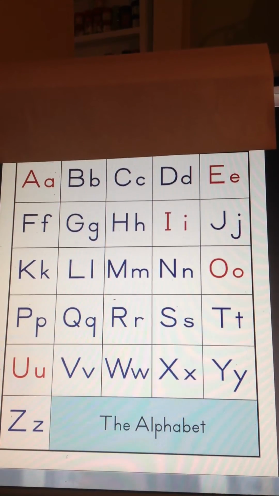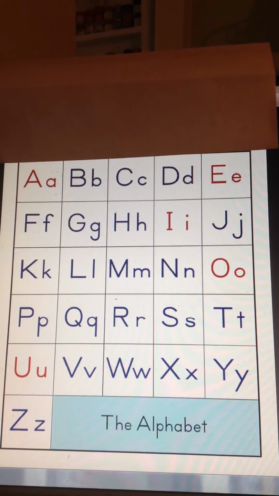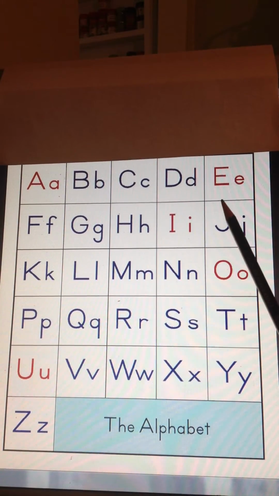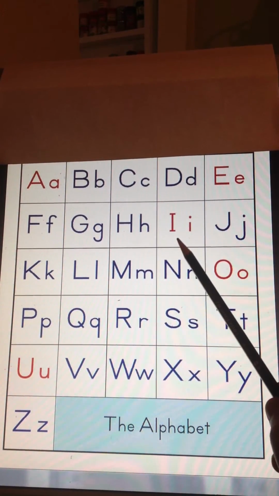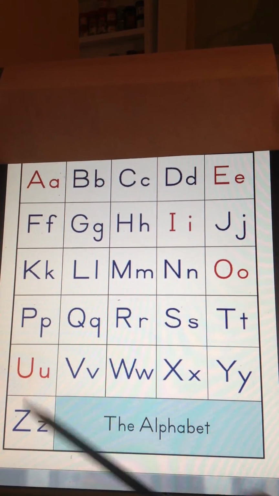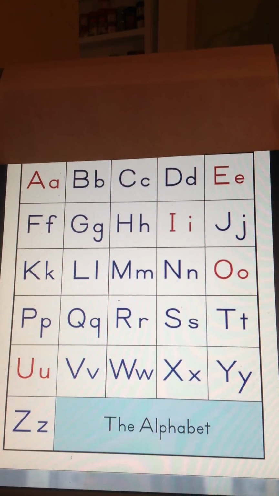Very nice. Notice the ones that are red? Let's say those. A, E, I, O, U. Those are the vowels. Very good.